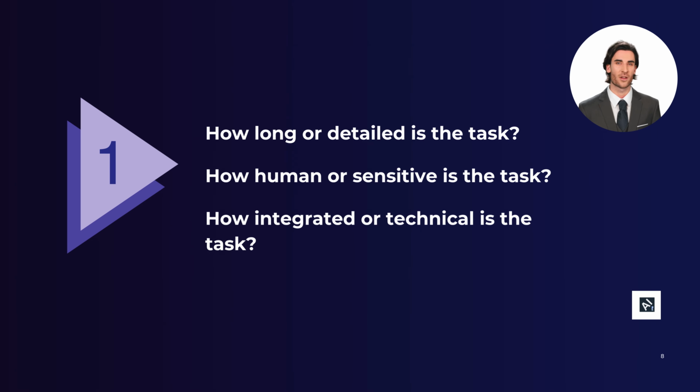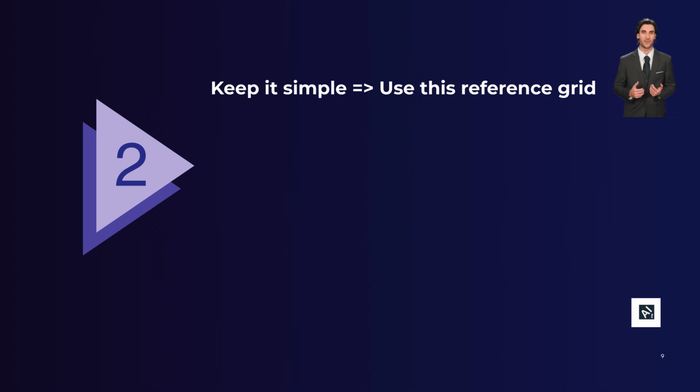Third, how integrated or technical is the task? If you're working in Google Sheets, Docs, or want to link with planning tools, Gemini Pro is a good fit. If you're building automation with AI, like agents, GPT-4o supports tools and memory out of the box. Or you can use this reference grid to make it simple.